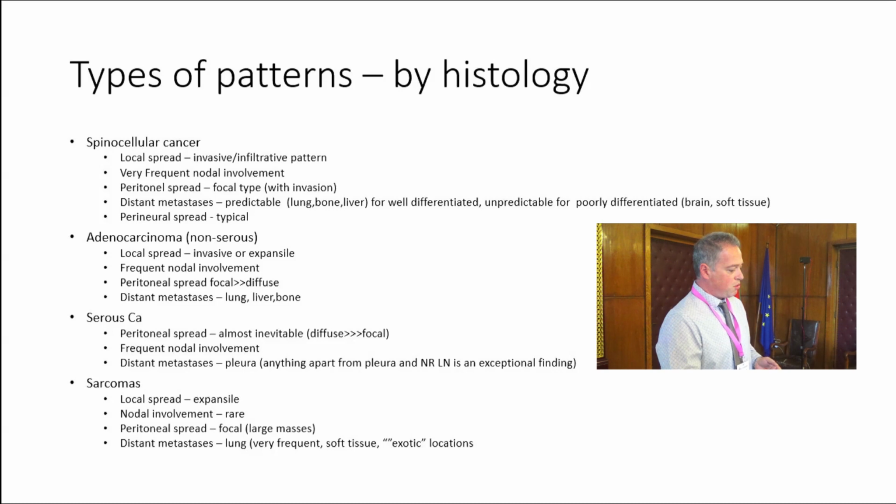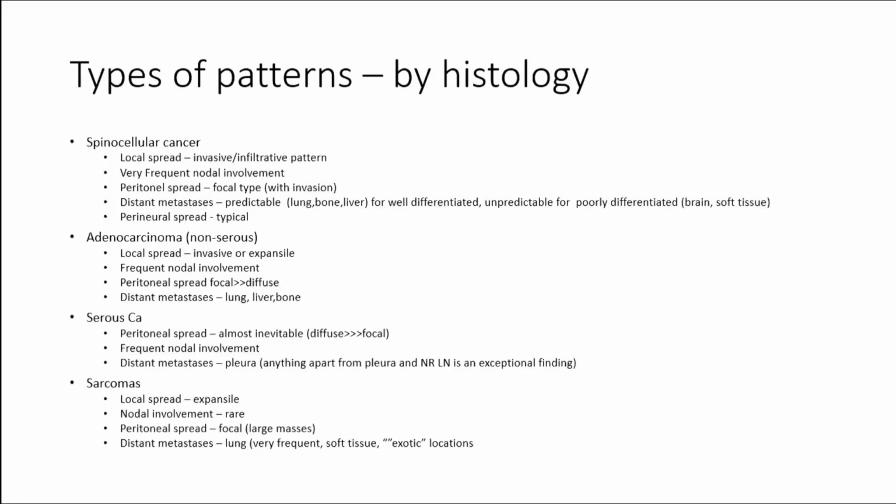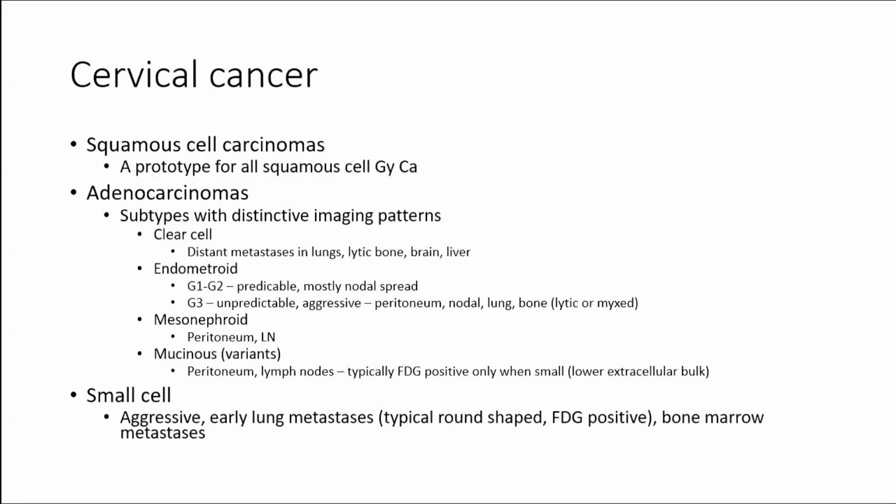For sarcomas, what is important, we have an expansive growth pattern. Nodal involvement is rare, actually. Here we expect large masses. In the peritoneum, in the abdominal wall, we expect large masses here. So let's go side by side.